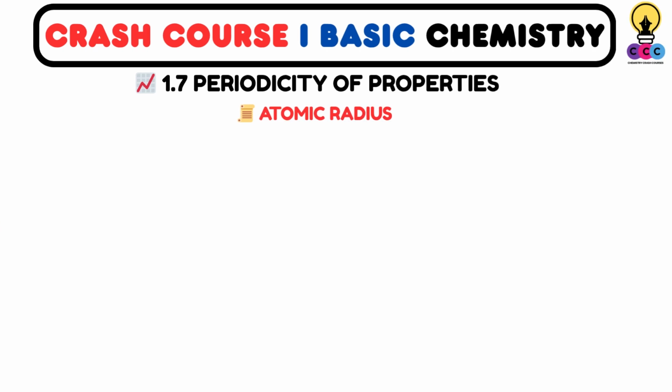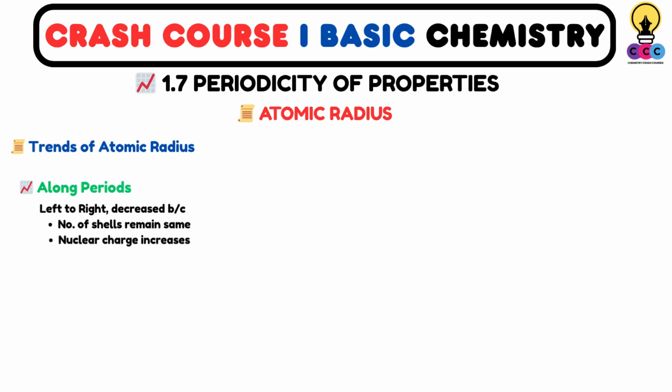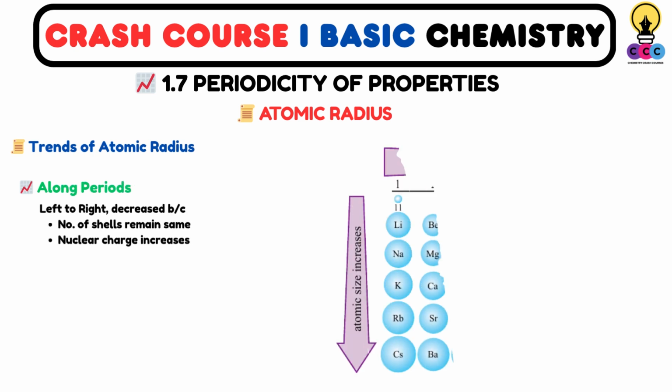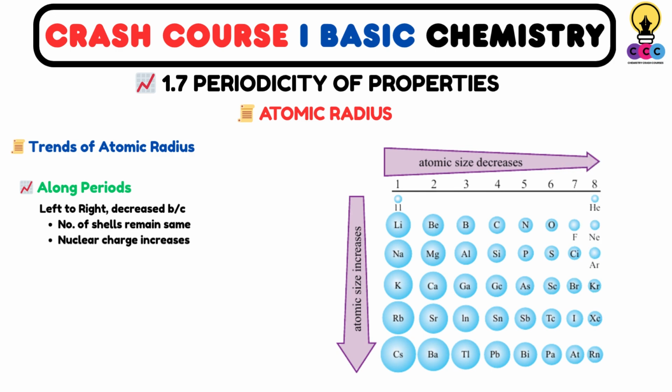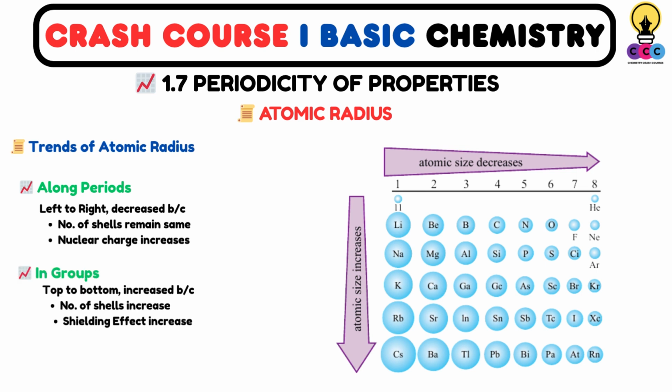Finally, we briefly discuss the trends of atomic and covalent radius in groups and periods of the periodic table. Along periods from left to right, atomic size decreases. This is because the number of shells remains the same while the nuclear charge increases successively. On the other hand, in groups from top to bottom, the number of shells increases and the shielding effect becomes significant. Both these trends can be observed along periods 2 and 3 and in groups 1 and 2.